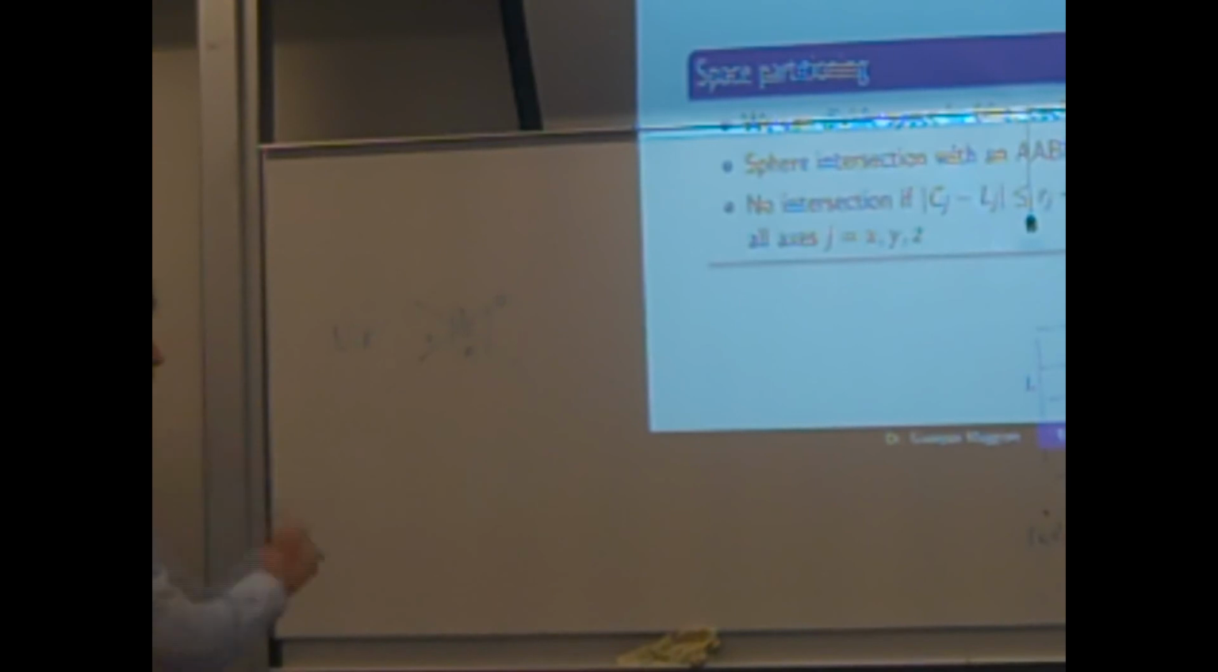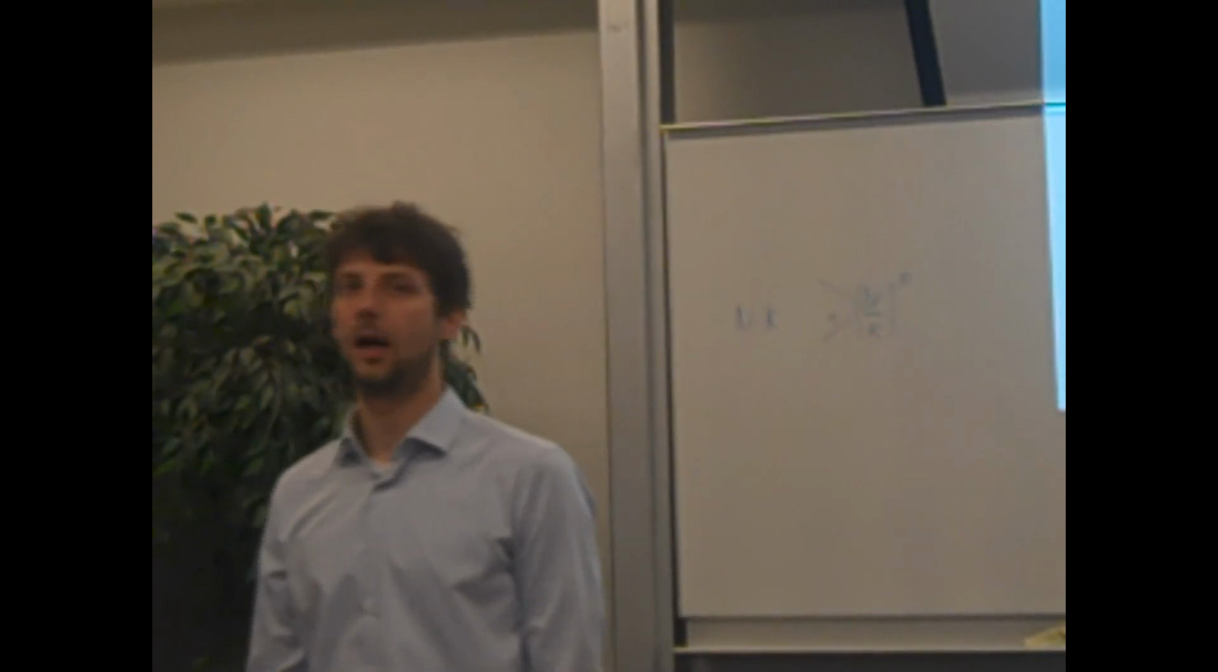How many checks do we perform here? To determine which balls, which spheres go into each bin. We do perform something. How many checks do we perform?